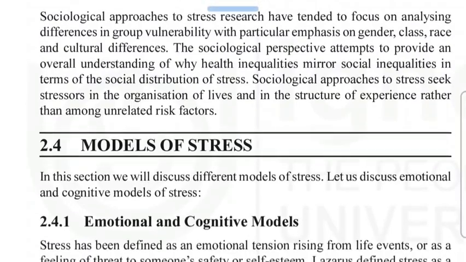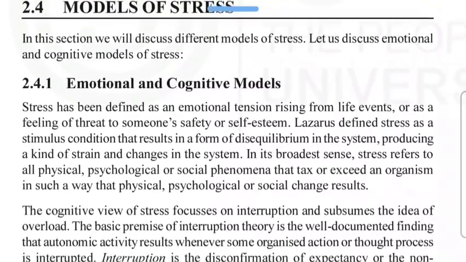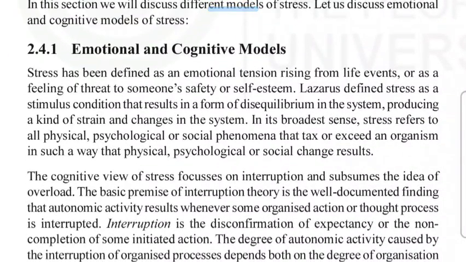2.4 Models of Stress. In this section, we will discuss different models of stress, focusing on emotional and cognitive models of stress. 2.4.1 Emotional and Cognitive Models. Stress has been defined as an emotional tension arising from life events or as a feeling of threat to someone's safety or self-esteem. Lazarus defines stress as a stimulus condition that results in a form of disequilibrium in the system, producing strain and changes within the system.